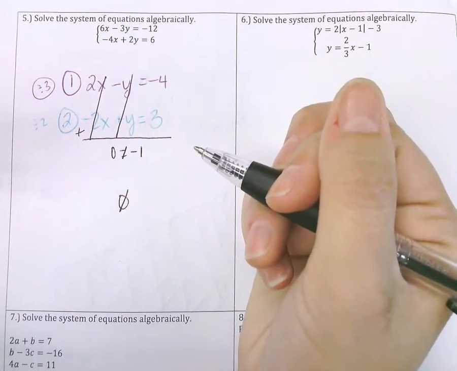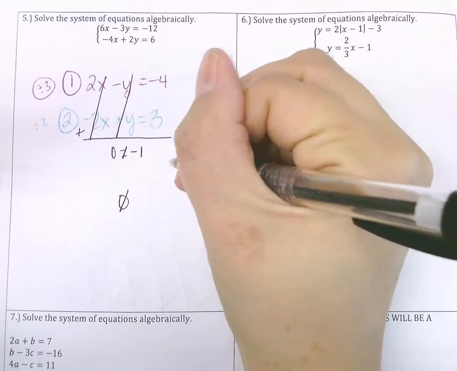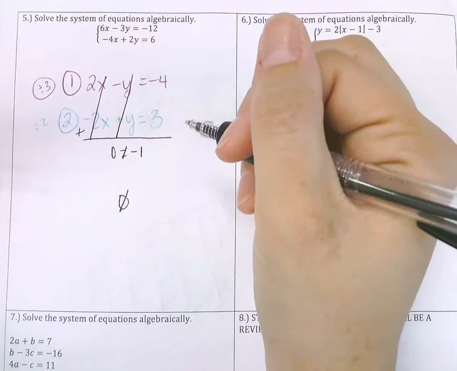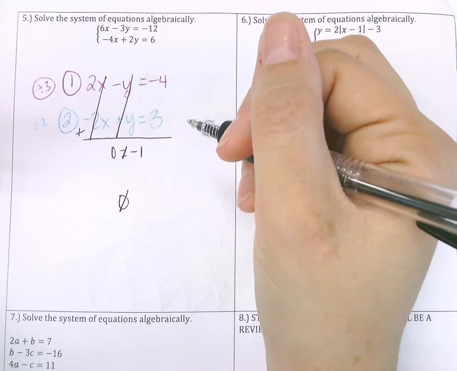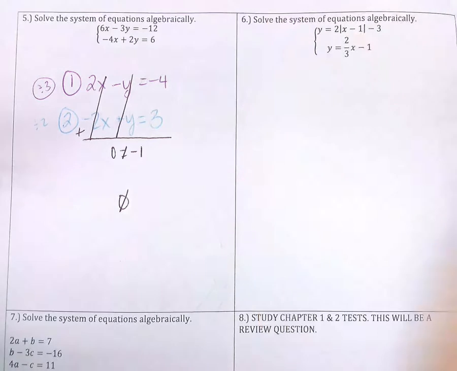What if it's true? Then it's an identity. Then it's all real numbers, infinite solutions. When you say like 0 equals 0, it's called a tautology, or just a true statement.